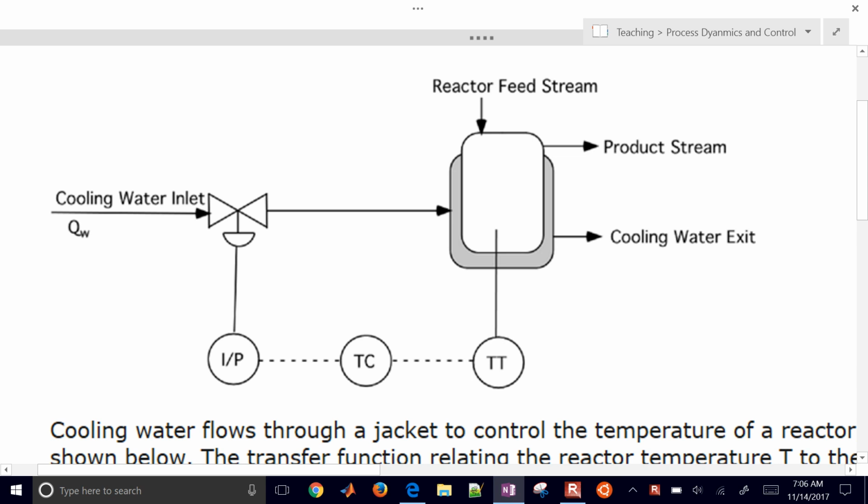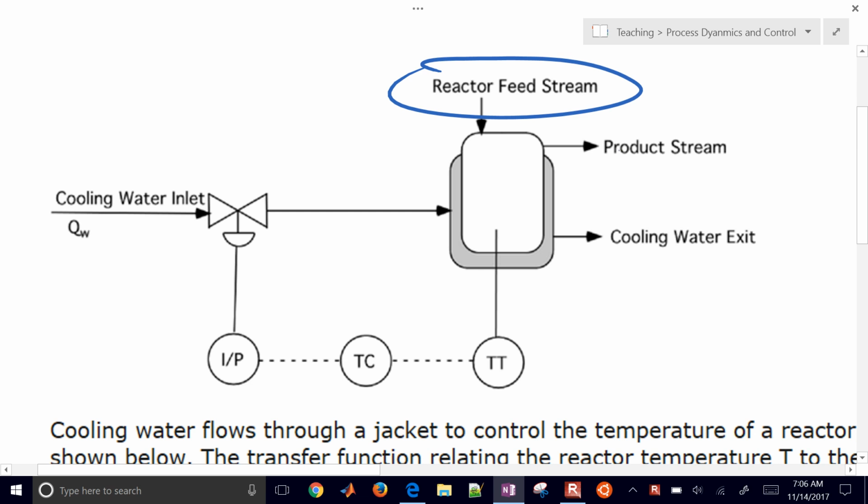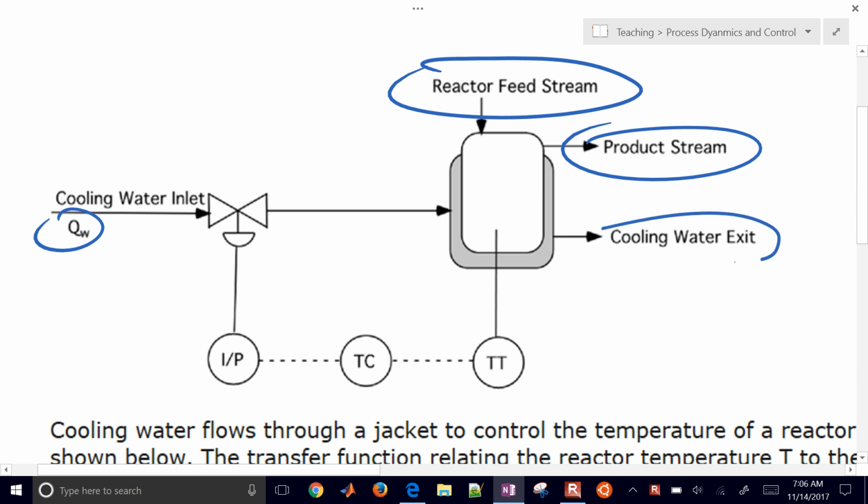This is an exothermic reactor system that's unstable. We have a reactor feed stream with a product stream, and we have our cooling flow and our cooling water exit. Right here we have an inlet temperature of that cooling water, and then it's going to come in, fill up this, go mix in here with the jacket, and then come out, and that's going to cool the reactor.